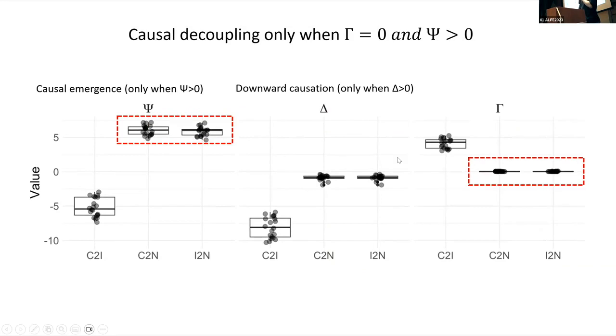And we can also see causal decoupling here. This needs to be 0 and phi needs to be positive, and then we can say there is causal decoupling. So this means the neuron level is actually decoupled from the individual and collective level, but we cannot see decoupling from the individual to the collective level, as the previous data showed.